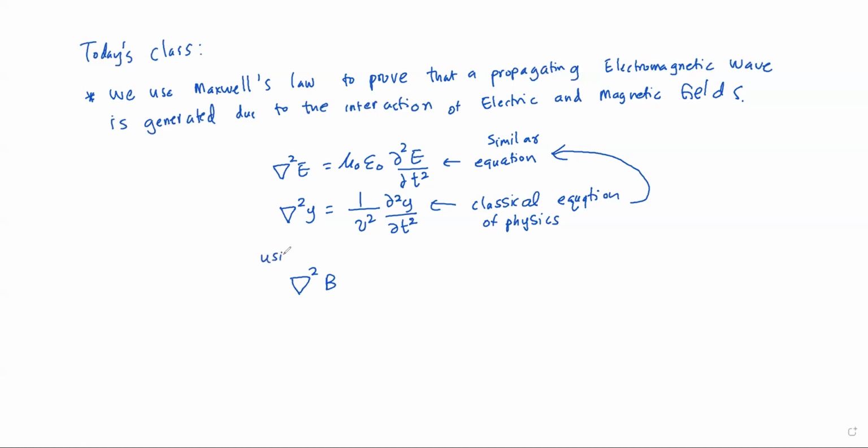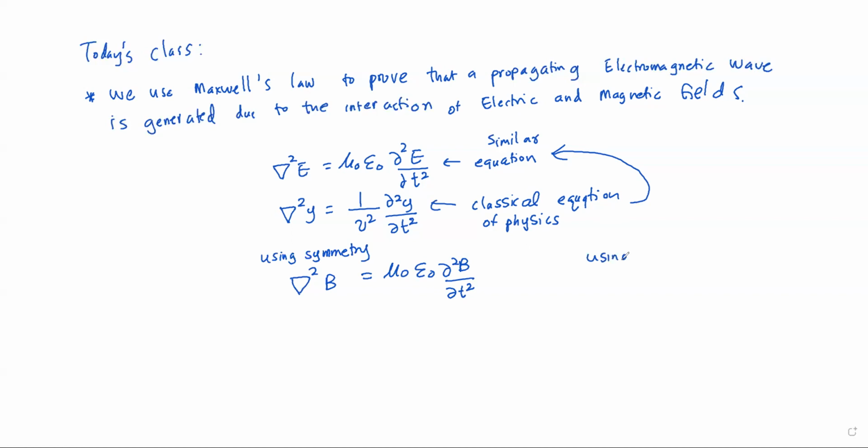Using similar steps, we can derive that the magnetic field also follows wave-like behavior, and it can be written like this. We can derive this equation using Maxwell's laws. If you want, I can derive it. It's not going to take much time.